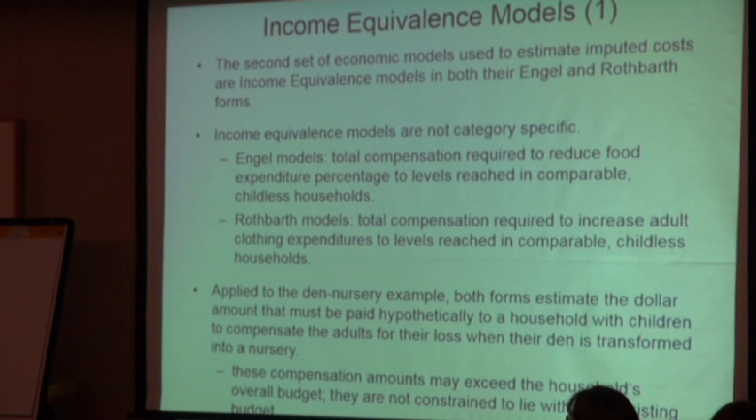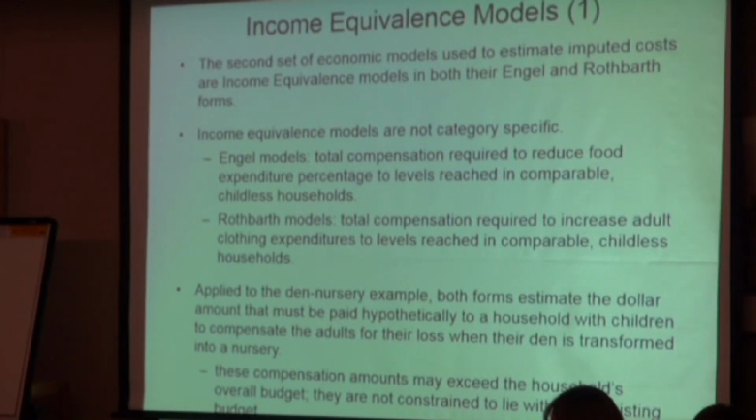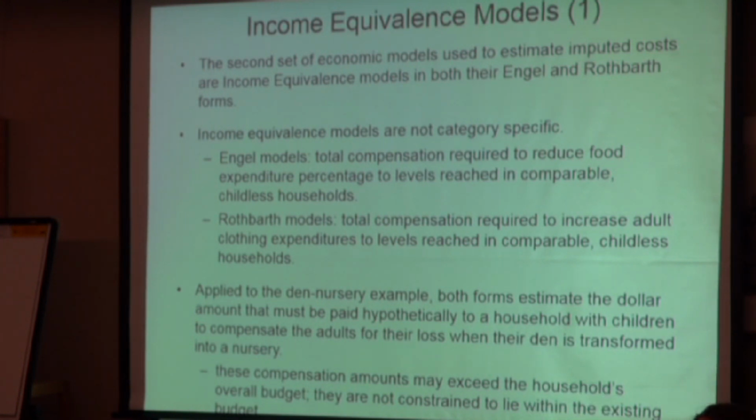All right, I want to go beyond the USDA to talk about income equivalence models. Now I know that's not the basis of child support awards in Minnesota, but it is the model which is used mainly in other states. So I want to talk a little bit about that, but I won't spend too much time. The income equivalence models, which most states use, have 2 varieties, and you can see what they say. Engel's models are defined a certain way, and Rothbarth models in a different way. Let's apply the income equivalence approach to my den nursery example, because it keeps it manageable.